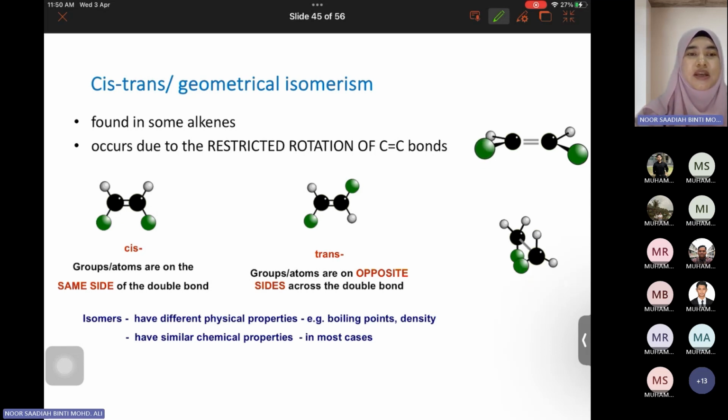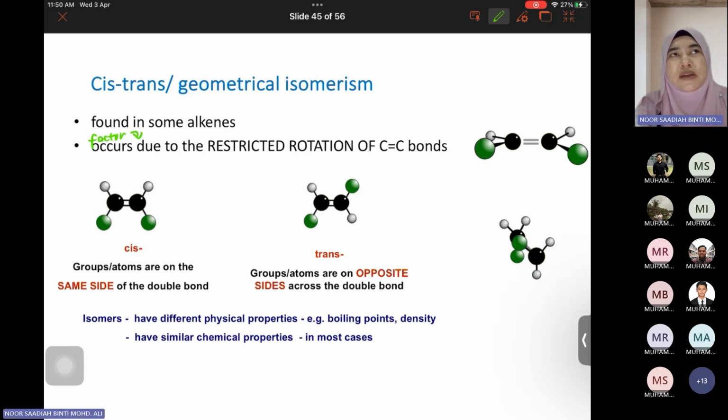Okay, let's discuss. Since I have given you the introduction about cis-trans and optical isomerism, let's complete the inputs under them. Cis-trans or geometrical isomerism is found in some alkenes. Take note, not all alkenes can show cis and trans isomers. And what makes these cis-trans isomers arise? These are the factors that give rise to cis-trans isomerism.